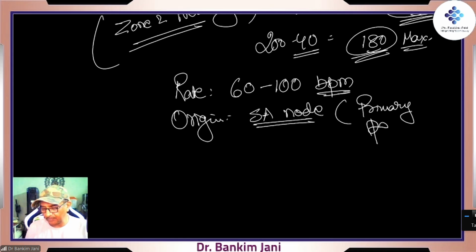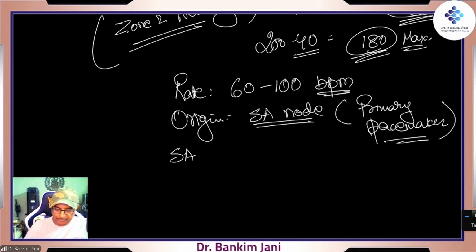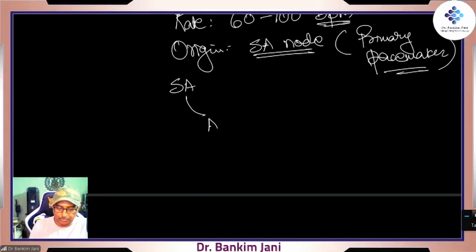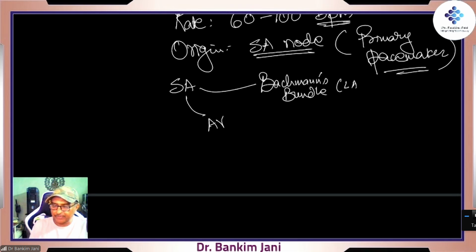Correct? Primary pacemaker. Pacemaker means who is generating the entire speed. And then the whole path goes, right? From the SA node to the AV node, and there is Bachmann's bundle, correct? Bachmann's bundle goes to the left atrium, and the right atrium it goes directly because the SA node itself is sitting in the right atrium. From there it goes to the AV node, the atrioventricular node at the junction.